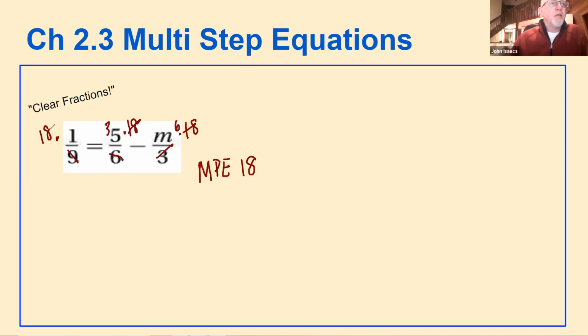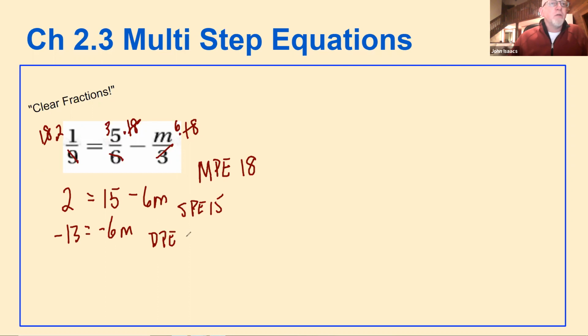And in each case, we wind up with nice even numbers. Over here on the left side of the equation, we wind up with 2 times 1, and then we wind up with 3 times 5, and then we wind up with m times 6. And then we're going to subtract the 15 from both sides, the subtraction property of equality with 15. And we wind up with negative 13 equals negative 6m. And then we're going to divide by negative 6.